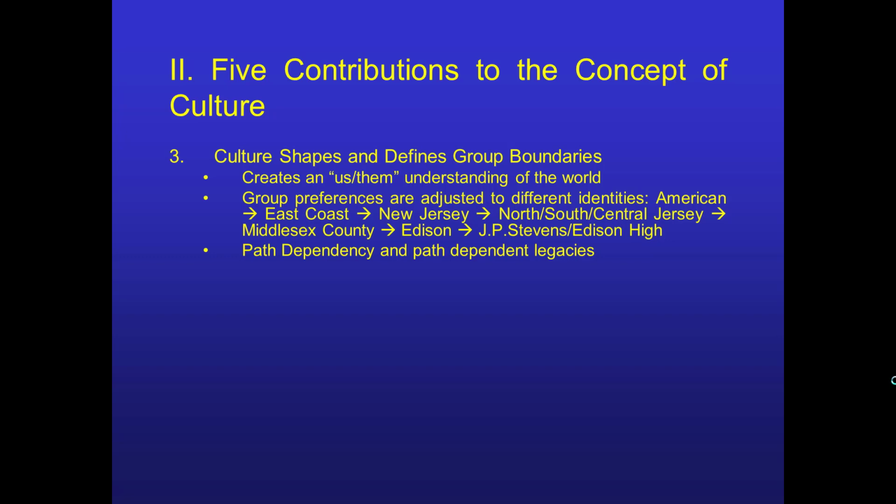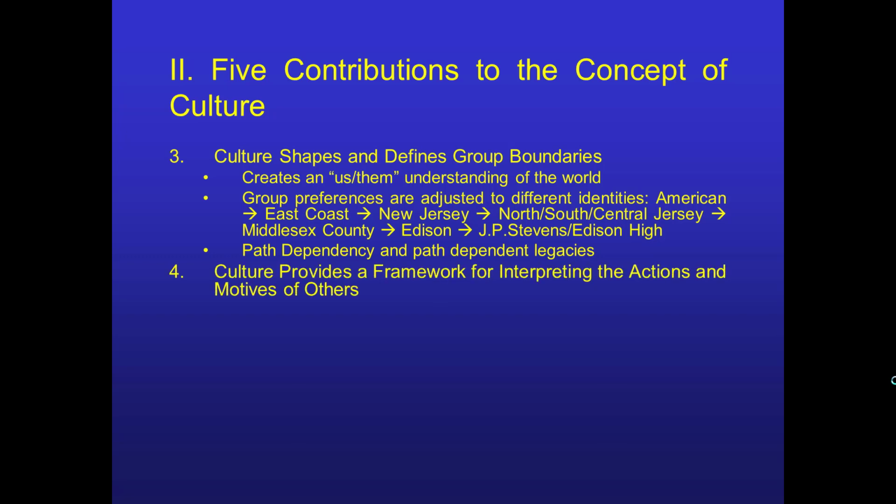But again, group boundaries also influence future actions and help explain past practices as well. All right, number 4, right? We're 4 out of 5 so far. Once we've reached this stage, culture provides a framework for interpreting the actions and motives of others. Now, here's where it gets interesting. Here's where it gets both interesting and complicated.